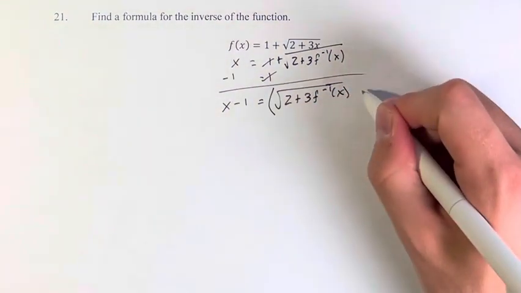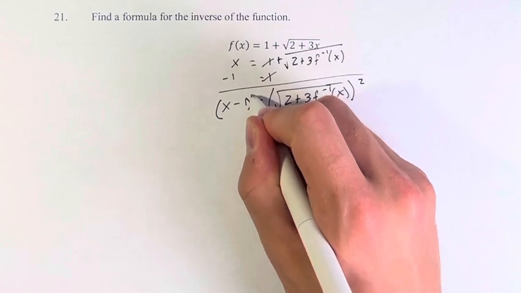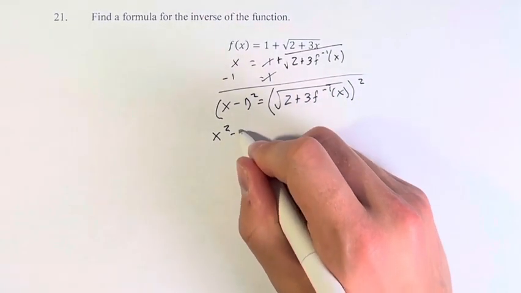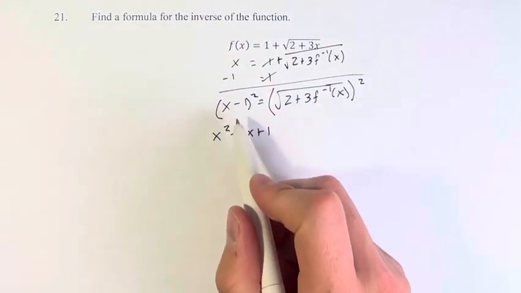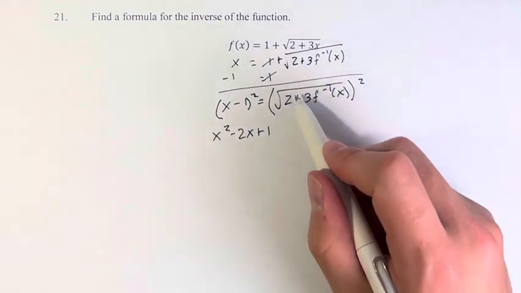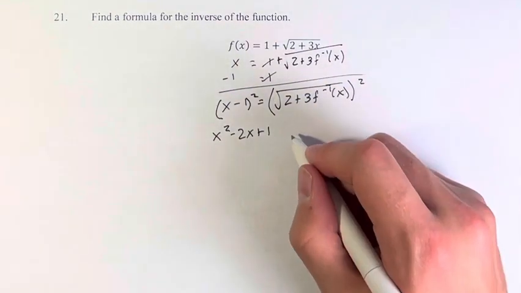square root, so we can square both sides. This squared becomes x squared minus 2x plus 1, and the square root of anything squared is just the thing itself.